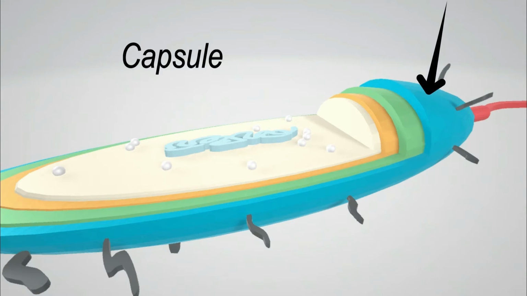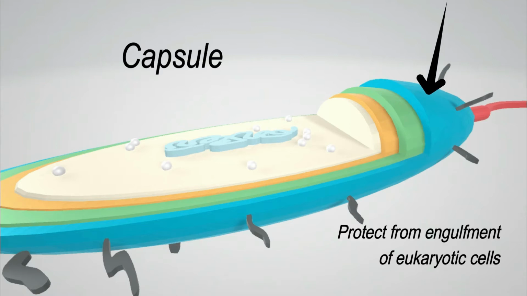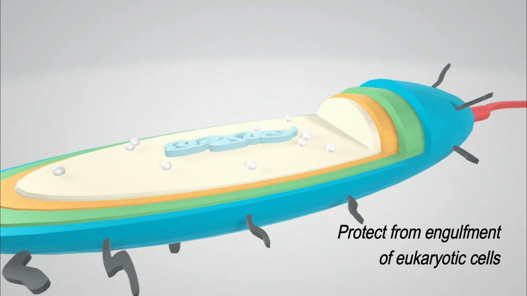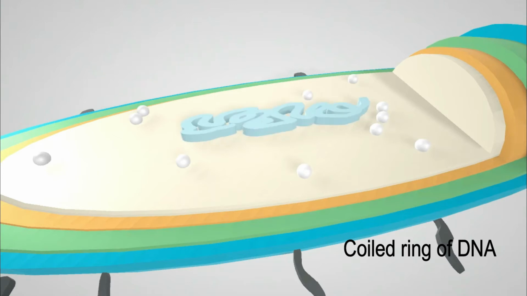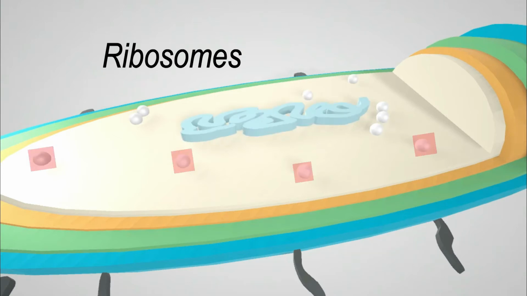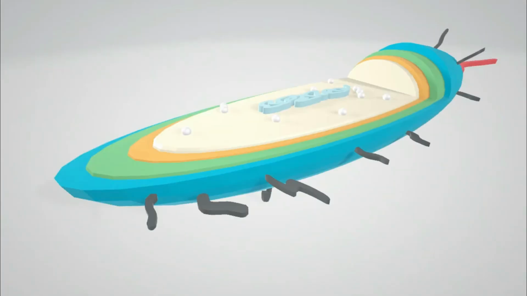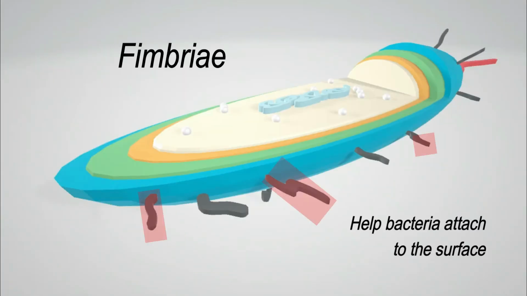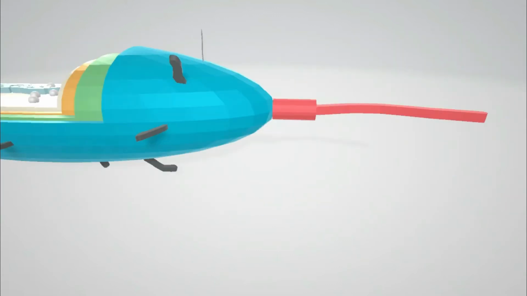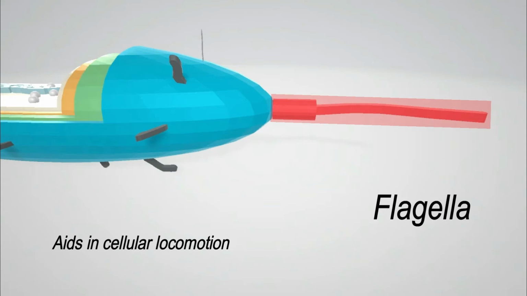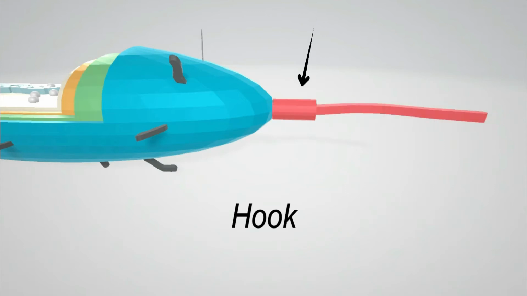The capsule can protect cells from engulfment by eukaryotic cells such as macrophage. The sky blue region is the nucleoid region, which contains the core ring of DNA. The white round shape here is ribosomes that are responsible for protein production. The short villi is called fimbriae. They help bacteria attach to the surface. The next part is a long rib-like protrusion called flagella that aids in cellular locomotion. Hook is also part of flagella.